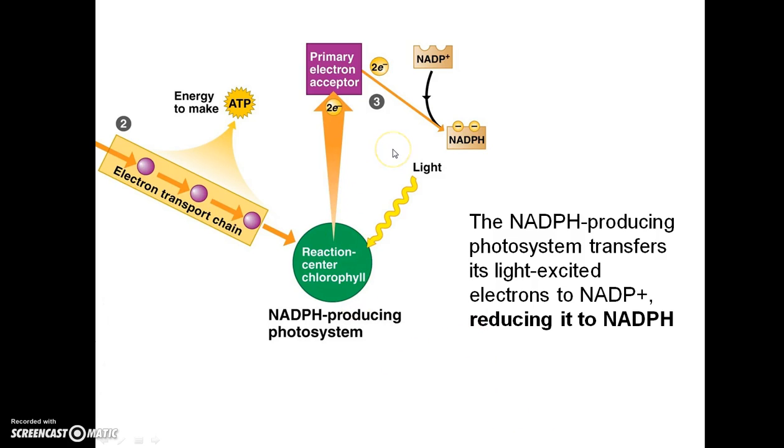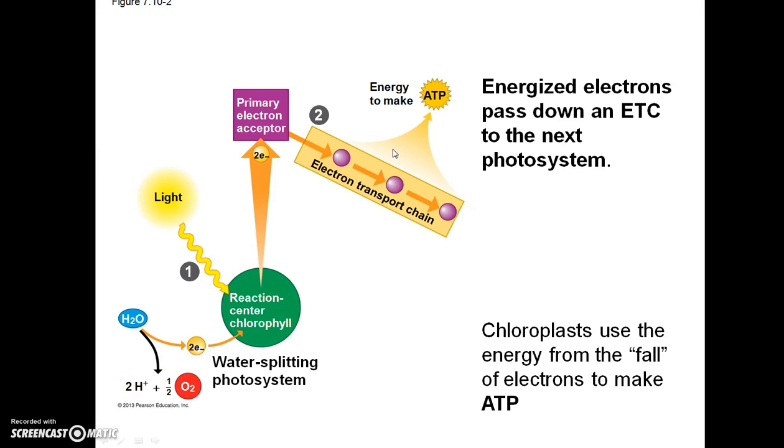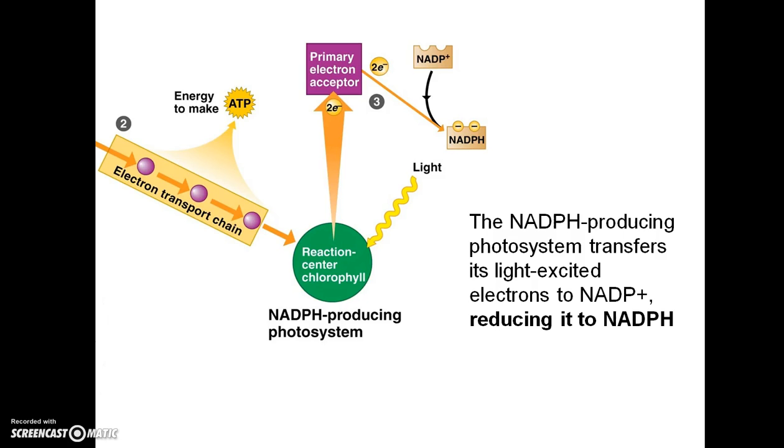There wasn't quite enough room to fit all of this depiction or illustration on one page, but this is that same electron transport chain here, and this is a second reaction center in a second photosystem. So this is the NADPH producing photosystem, which transfers its light-excited electrons to NADP+, which reduces it to NADPH.